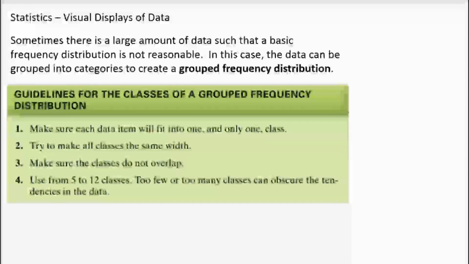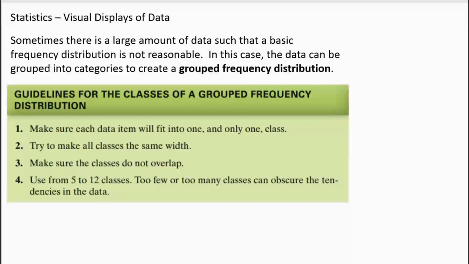All right, number 1, make sure each data item will fit into one and only one class. So when we divide up our large amount of data into groups or classes, your answer can only fit in one category. You can't say, well, this fits over here and it fits over here, because then you'd have to decide where it fits, and that would skew the data. Okay. Number 2, try to make all classes the same width. That's not always possible, but it's something you should try to do.